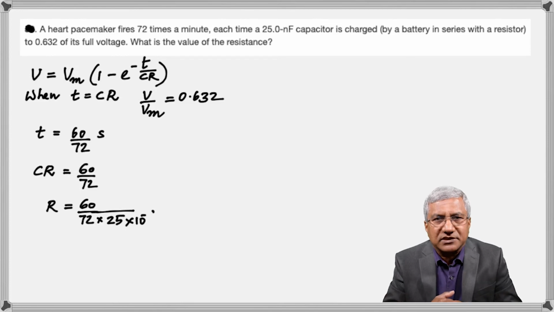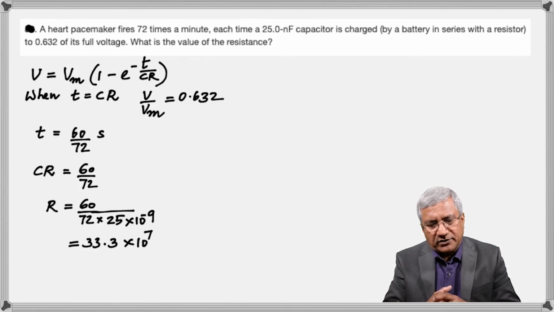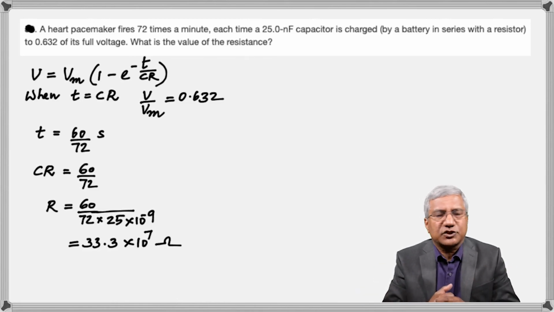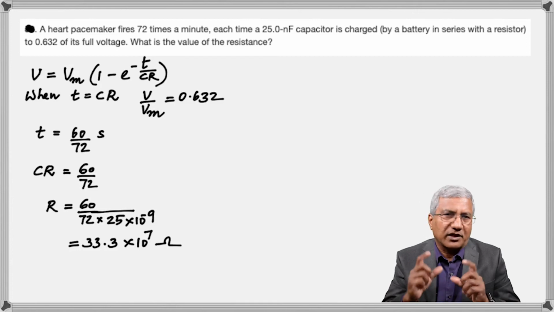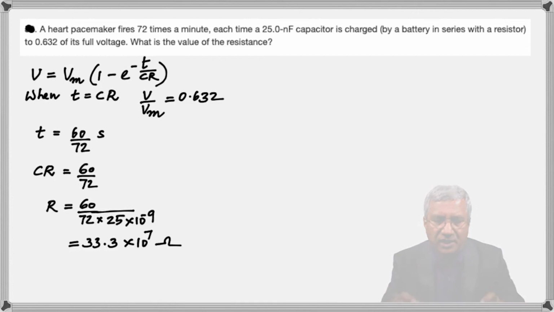Now rearrange to make R the subject. Remember that the capacitance is 25 nanofarad, which is times 10 to the negative 9. Then calculate to get 33.3 times 10 to the 7 ohms, 333 mega ohms. Do you see how big the resistance is? That's usually the deal. The resistances used with the capacitance are usually very high.